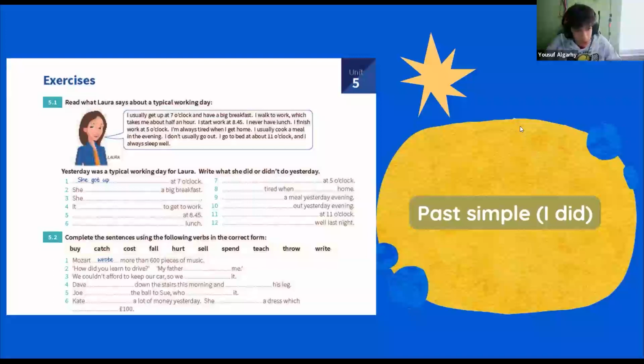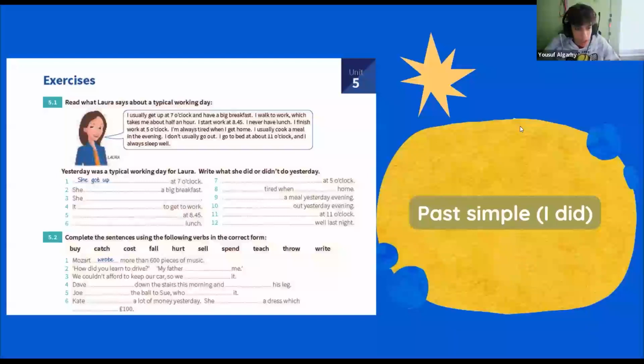Good, good. All right. For this next part, all we're going to do is complete the sentences, okay? So, Mozart wrote more than 600 pieces of music. All right, that's number one. Number two, how did you learn to drive? My father blank me. My father taught me. Good. Number three, we couldn't afford to keep our car, so we blank it. So we sold it. Good.